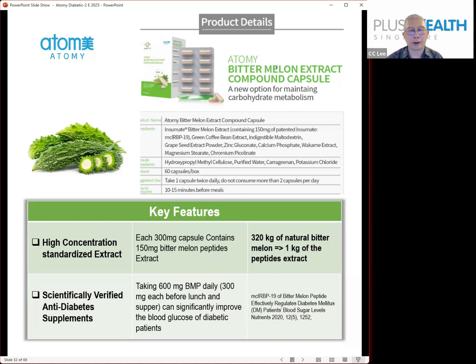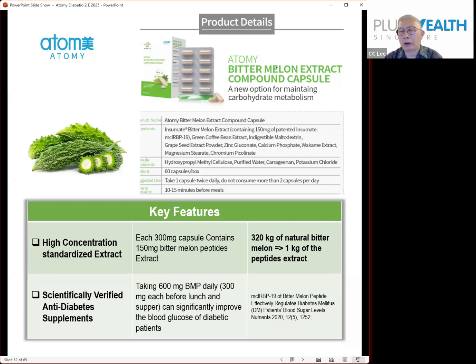Key feature is that it is a very high concentration standardized extract. Now, this is very different from a lot of bitter melon extract. I want to highlight to you that for Atomy members, you have to be very careful, because this product has a high extraction ratio, 1 to 320, which means that it takes 320 kg of the natural bitter melon to derive 1 kg of the peptide extract itself.